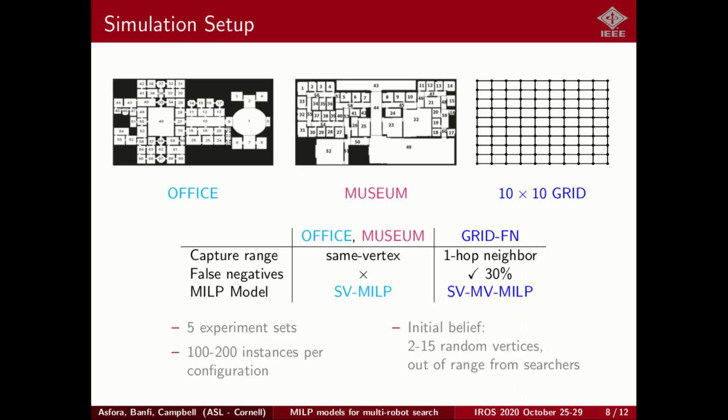We did a bunch of experiments with different configurations, but let's focus on the simple model with same vertex capture and no false negatives applied to office and museum, and the more complete model with a chosen capture range of 1 hop neighbor, which means searchers can see their neighboring vertices, and they have a 30% detection uncertainty. This model was applied to the grid environment.